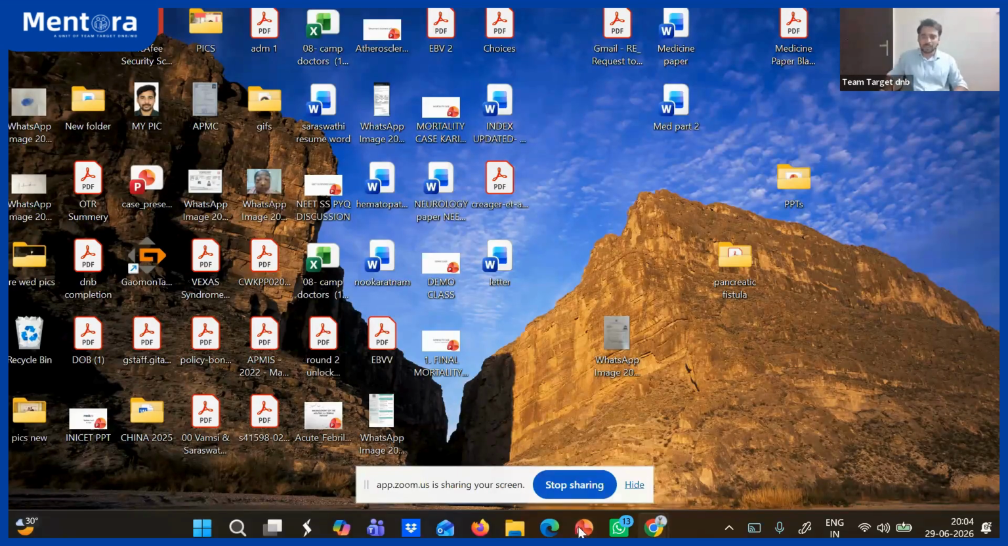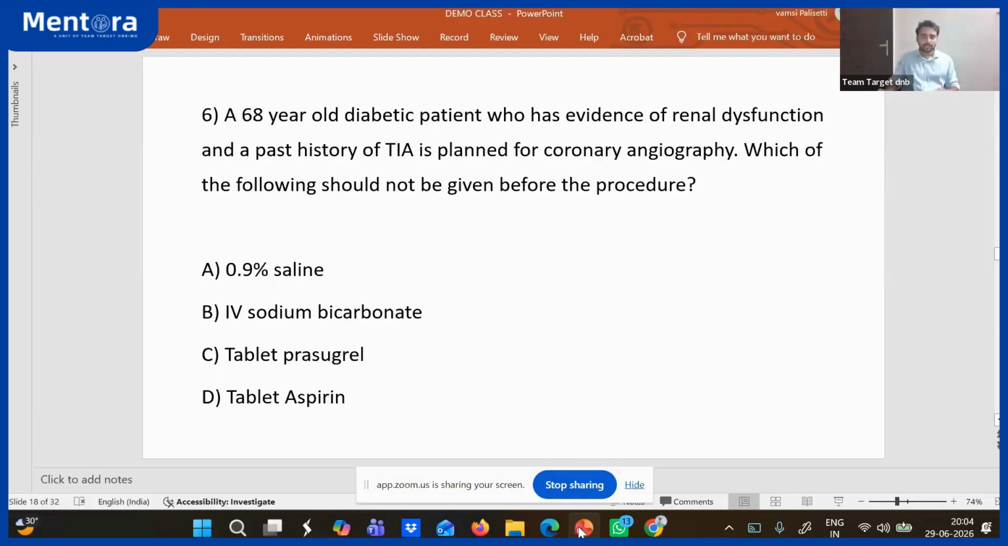These are simple questions they asked in last year's exam. So let us see what this question is. A 68-year-old diabetic patient who has evidence of renal dysfunction. He is a diabetic, he has a diabetic renal dysfunction. He has a past history of TIA, transient ischemic attack. He is now planned for coronary angiography. Which of the following should not be given before the procedure? This is what they are asking.